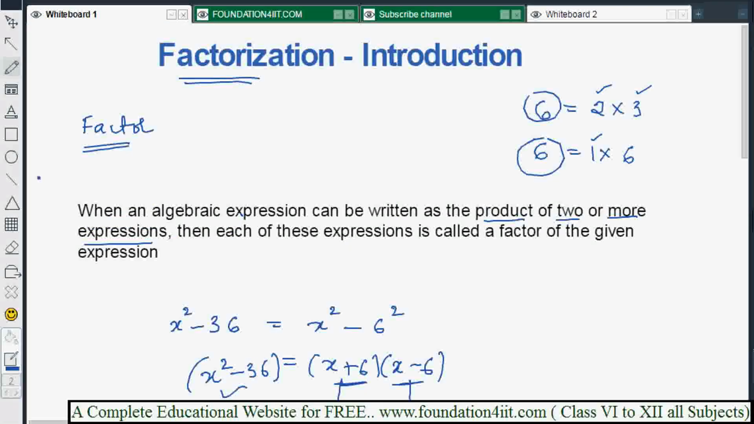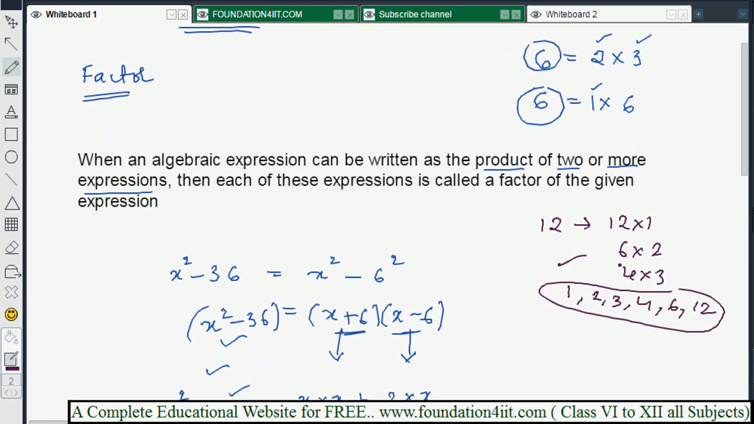Now when you come to numbers, it is similar, the same thing we discussed previously. For example, if you want the factors of 12, you can write 12 into 1, 6 into 2, and 4 into 3. So 1, 2, 3, 4, 6, 12 are all the factors of 12. Similarly for expressions, the process of writing an algebraic expression as a product of two or more expressions, each of which is called a factor, is factorization.